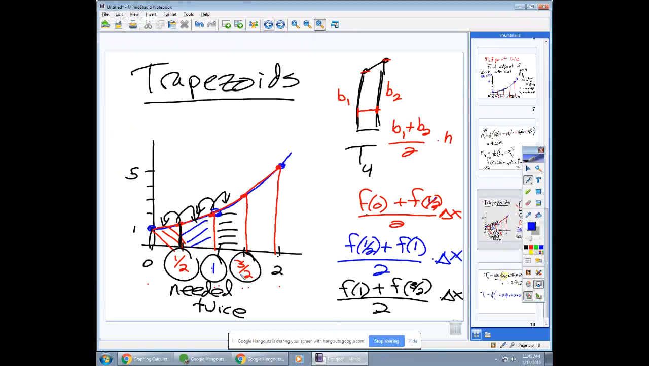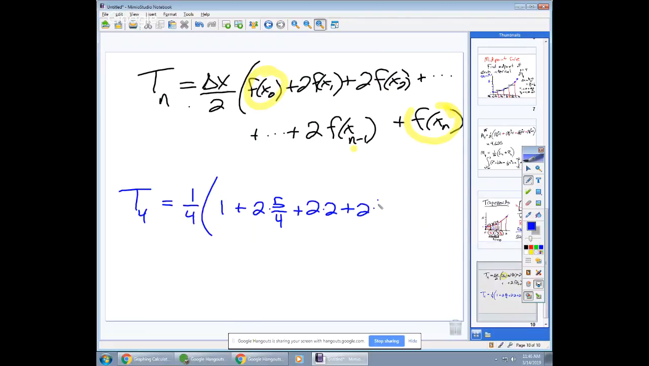3/2 squared, 9/4 plus 1, 13/4, right? Remember we did that one before? I'm going to have 13/4. And then I'm down to the last one, which doesn't get used twice. It's just 5 is that y value. So that should be a better approximation of this.